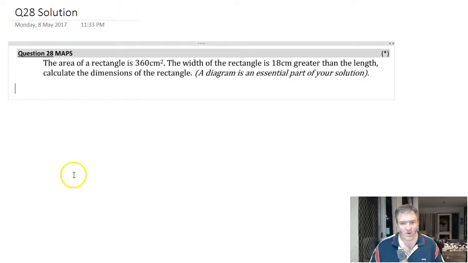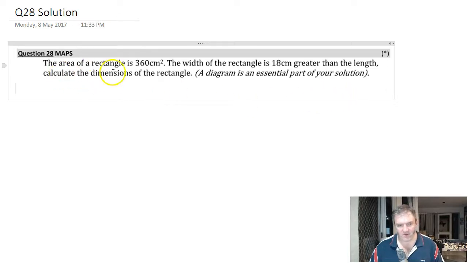Right-o, so a 1-star modelling and problem solving question, which we expect everyone to be able to do. They even give you a nice clue here. A diagram is an essential part of your solution, so diagrams are often going to be important to interpret the question and just make your working clear.